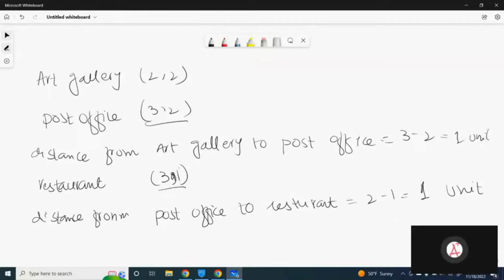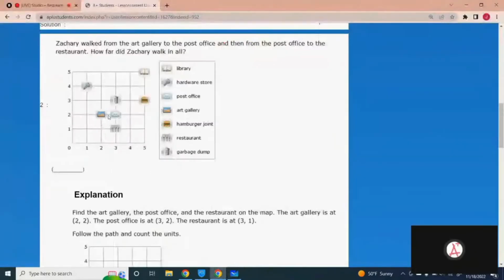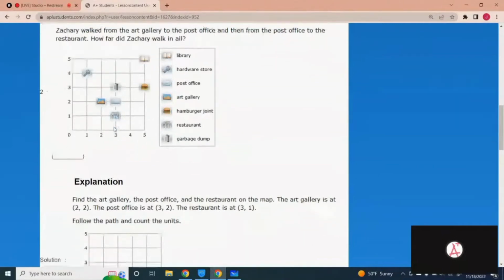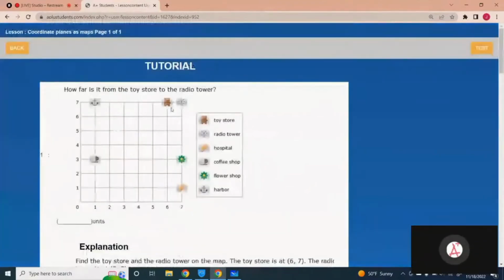So the distance from the art gallery to the restaurant is, just add both these distances. Got it? 1 plus 1. That means the total distance he traveled is 2 units. Got it? You can just look at the values on the graph. From here to here, he moved 1 point. From here to here, he moved again 1 point. So it would be 2 units. Got it? Let's start with the test questions.